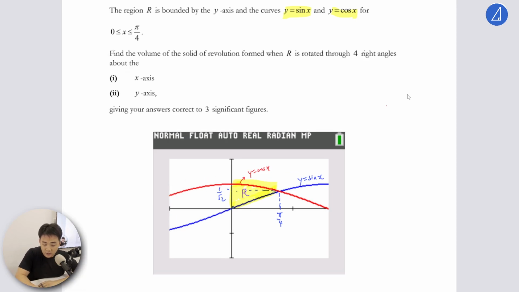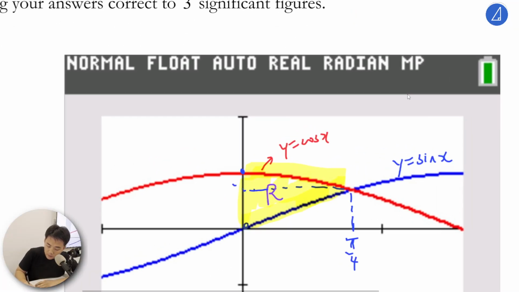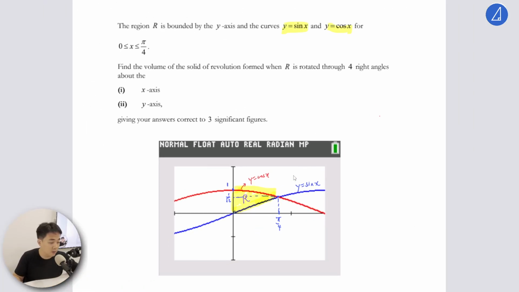Then what we need is this guy, which is 1 over root 2, and obviously this is 1 over root 2 as well. If you can't, you can actually put 0, you just use the GC and find the intercept without using the exact value. Then this guy will be 1. We know this is 1. You can also check using a GC, not an issue.